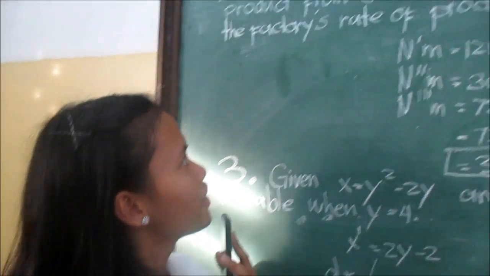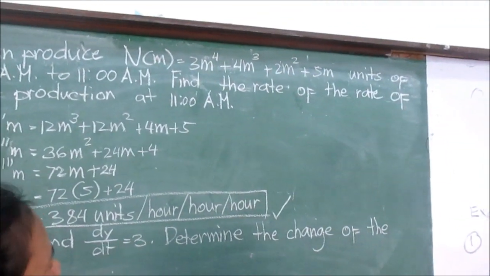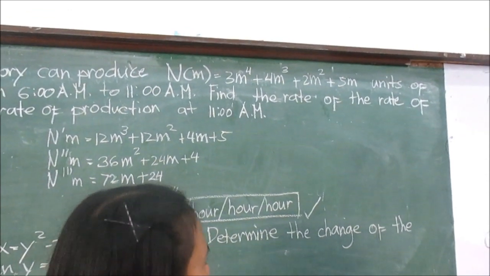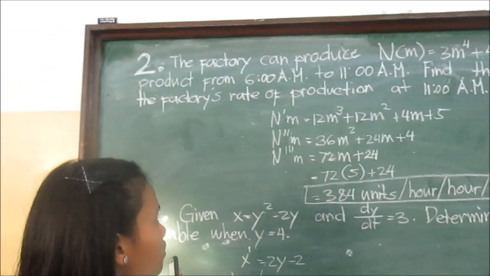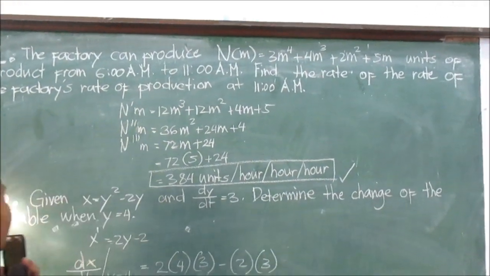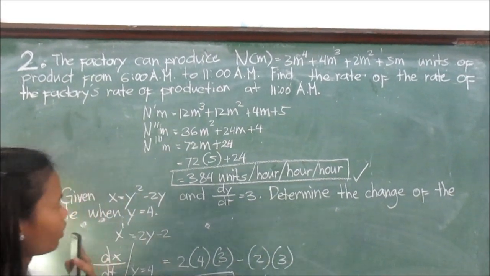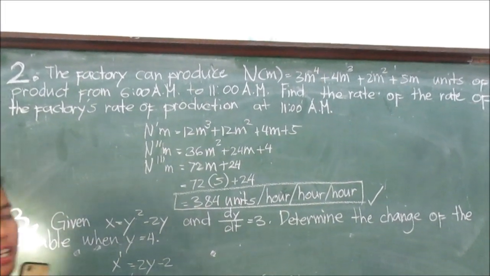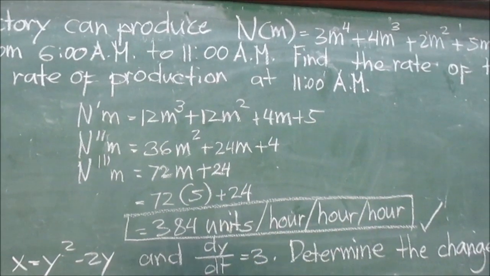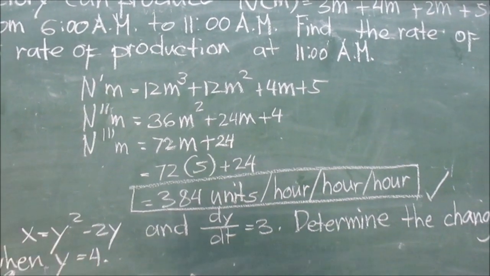Second equation. The factory can produce n of m is equals to 3m to the power of 4 plus 4m cubed plus 2m squared plus 5m units of product from 6 a.m. to 11 a.m. Find the rate of the factory's rate of production at 11 a.m. So first things first, we need to find the derivative of the given equation. So the derivative would be 12m cubed plus 12m squared plus 4m plus 5.